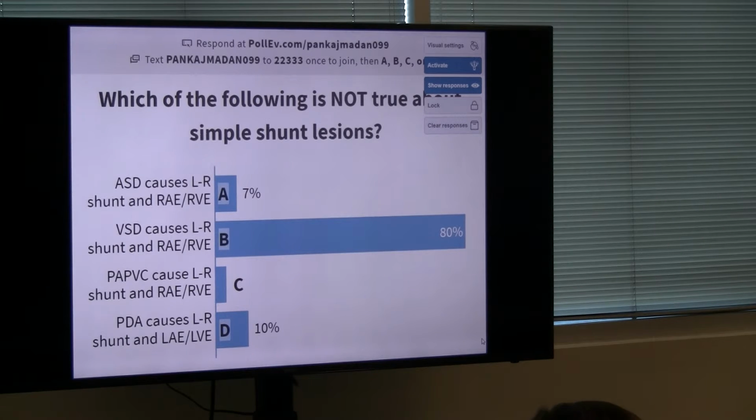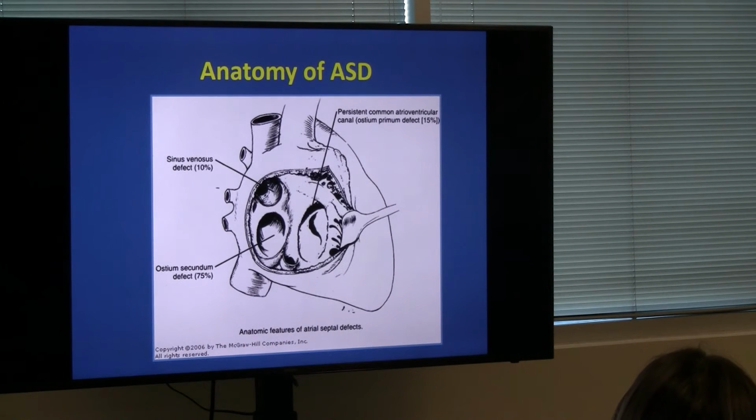If you cannot remember them, just remember that the shunts before the tricuspid valve, which is atrial septal defect and partial anomalous pulmonary venous connections, cause the right-sided chamber enlargement, and the shunts beyond the tricuspid valve, which is VSD and patent ductus arteriosus, cause the left-sided chamber enlargement. Okay. So that's the basic things, and then we will go and talk about atrial septal defects.